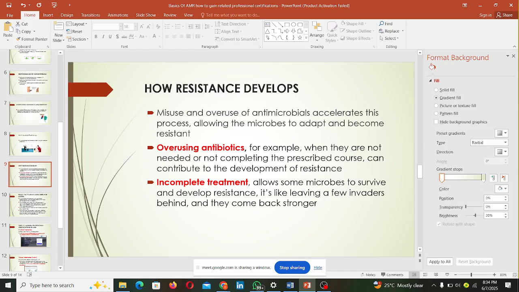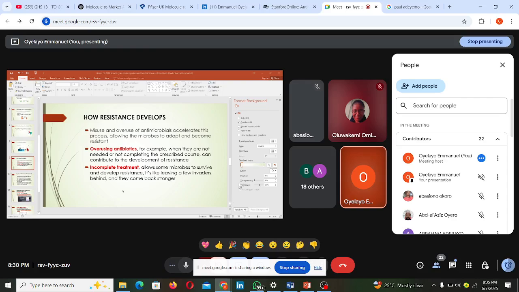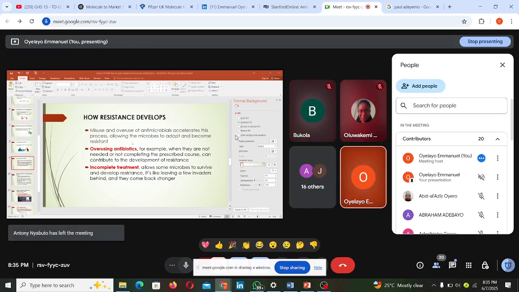Take for example, I've given us the example of what leads to antimicrobial resistance. When you overuse antibiotics, for example, when they are not needed, or not completing the prescribed course, it can contribute to the development of resistance. Take for example, you just self-medicate and you say, let me just make use of this antimicrobial. What's happening to me today? What happened to my leg?